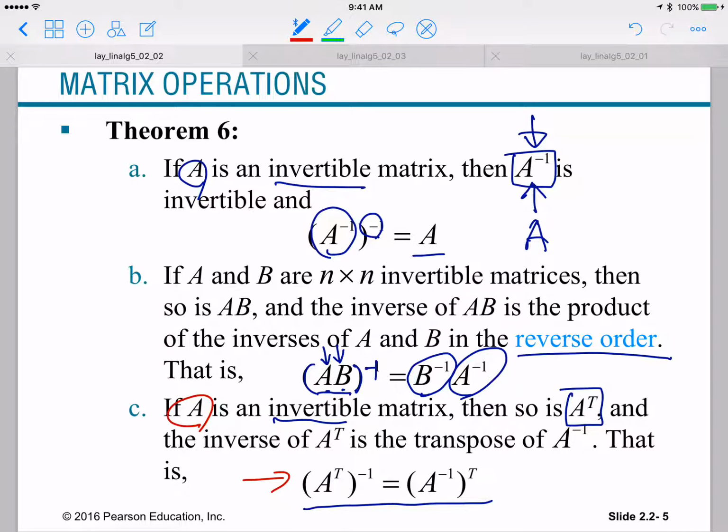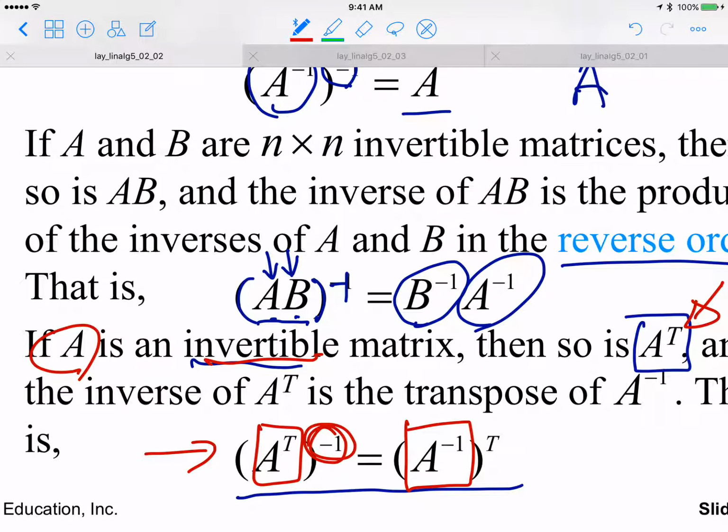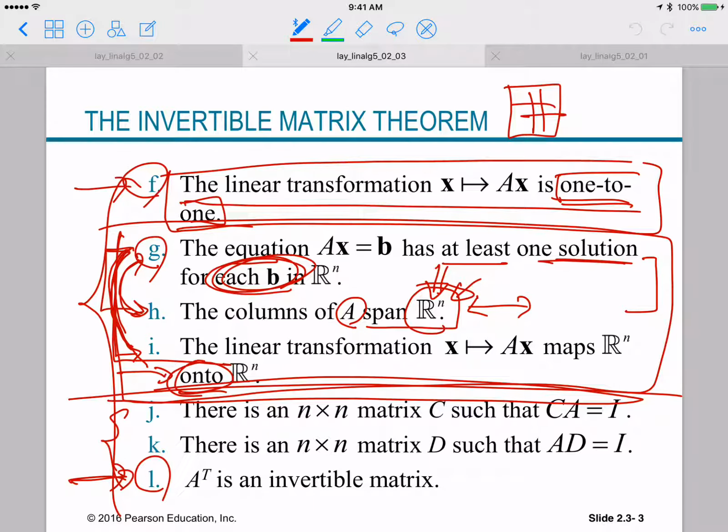So if your matrix A is an invertible matrix, then A transpose is also invertible, and its inverse matrix is actually the inverse of the original matrix with the transpose applied. Okay. So using this relationship, let's think about A is invertible is the same as A transpose is invertible. Okay, so in this case, it is quite an easy thing.